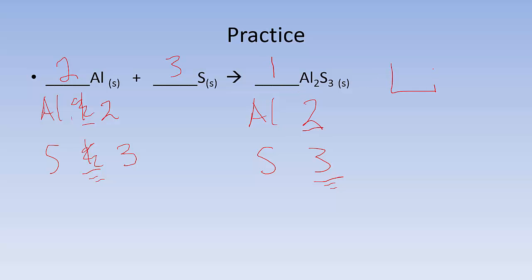Now there will be questions where it's like, what is the sum of the coefficients? And you have to add them all up. We got 2, 3, and 1. So that would equal 6. Now if you forgot to write the 1, you might put 5, but that would be wrong. That's why it's a good habit to always write the 1 when you're done for any of the blanks.